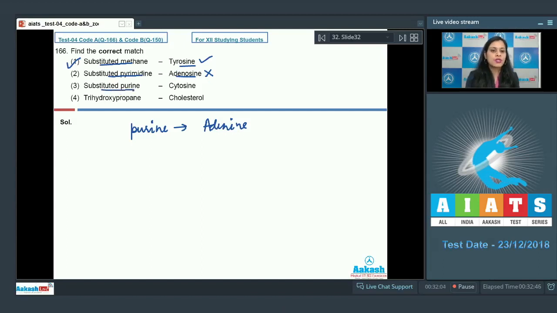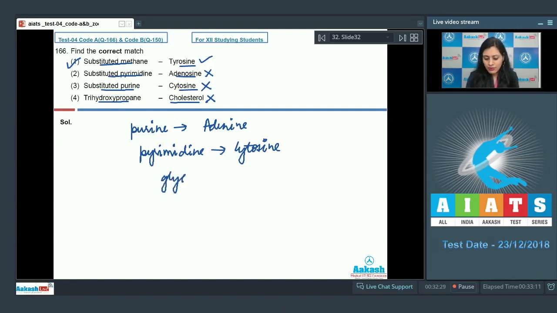The next option given is substituted purine and cytosine. This is also an incorrect match because cytosine is a substituted pyrimidine rather than a substituted purine. The last option given is trihydroxypropane, and the match given is cholesterol, and this is also an incorrect match because trihydroxypropane is glycerol and not cholesterol. Cholesterol is a sterol. So the correct answer for this question is option number 1.